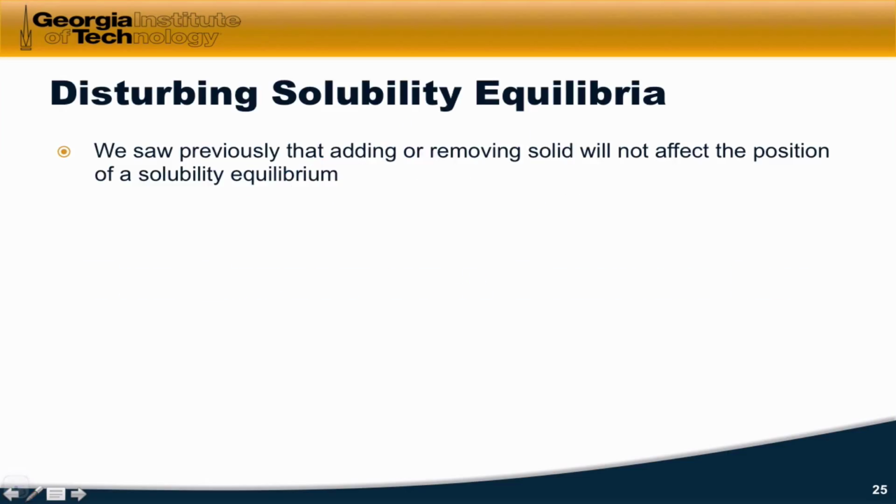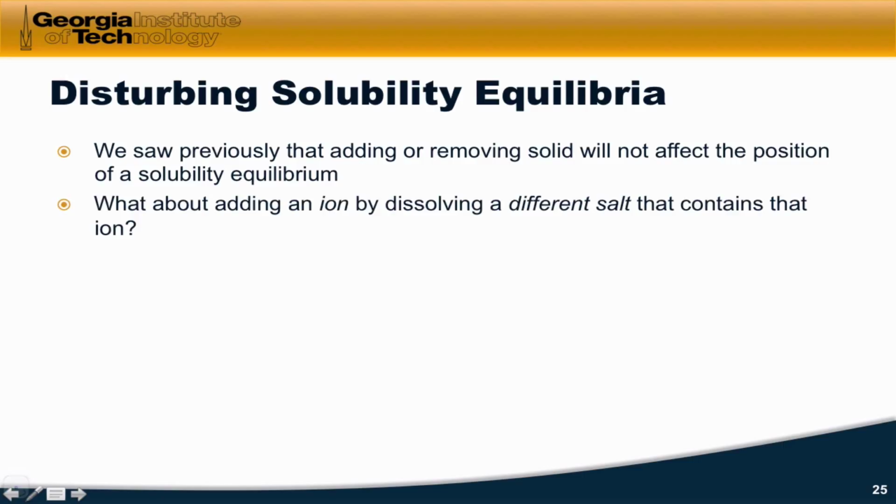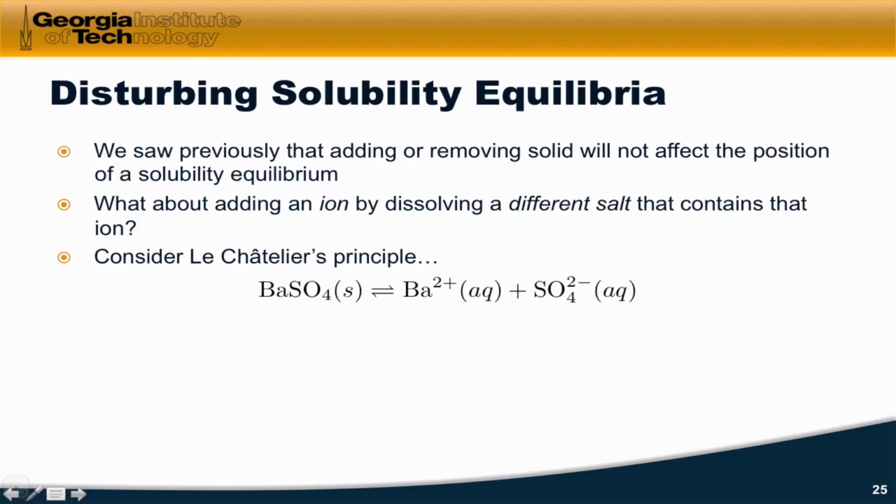So we saw previously that adding or removing solid will not affect the position of a solubility equilibrium for the reasons just described. But what happens when we add an ion by dissolving a different salt that contains one of the, say, two ions in a dissolved salt? Let's consider Le Chatelier's principle and think about what happens when we dissolve a salt containing an ion in common with a different solubility equilibrium. So let's imagine that we had solid barium sulfate in equilibrium with aqueous Ba2+ and dissolved SO4 2-.